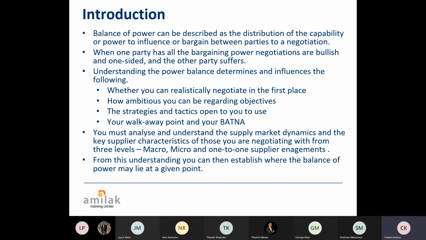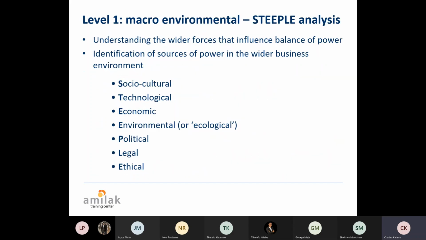You must analyze and understand the supply market dynamics and the key supplier characteristics of those you are negotiating with, from the macro, micro, and the one-to-one supply engagements. All I'm saying to you guys is do your homework about the supplier, and it will move the balance of power towards your side. From this understanding, you can then establish where the balance of power may lie at a given point. Okay, without a BATNA, guys, you don't have power.